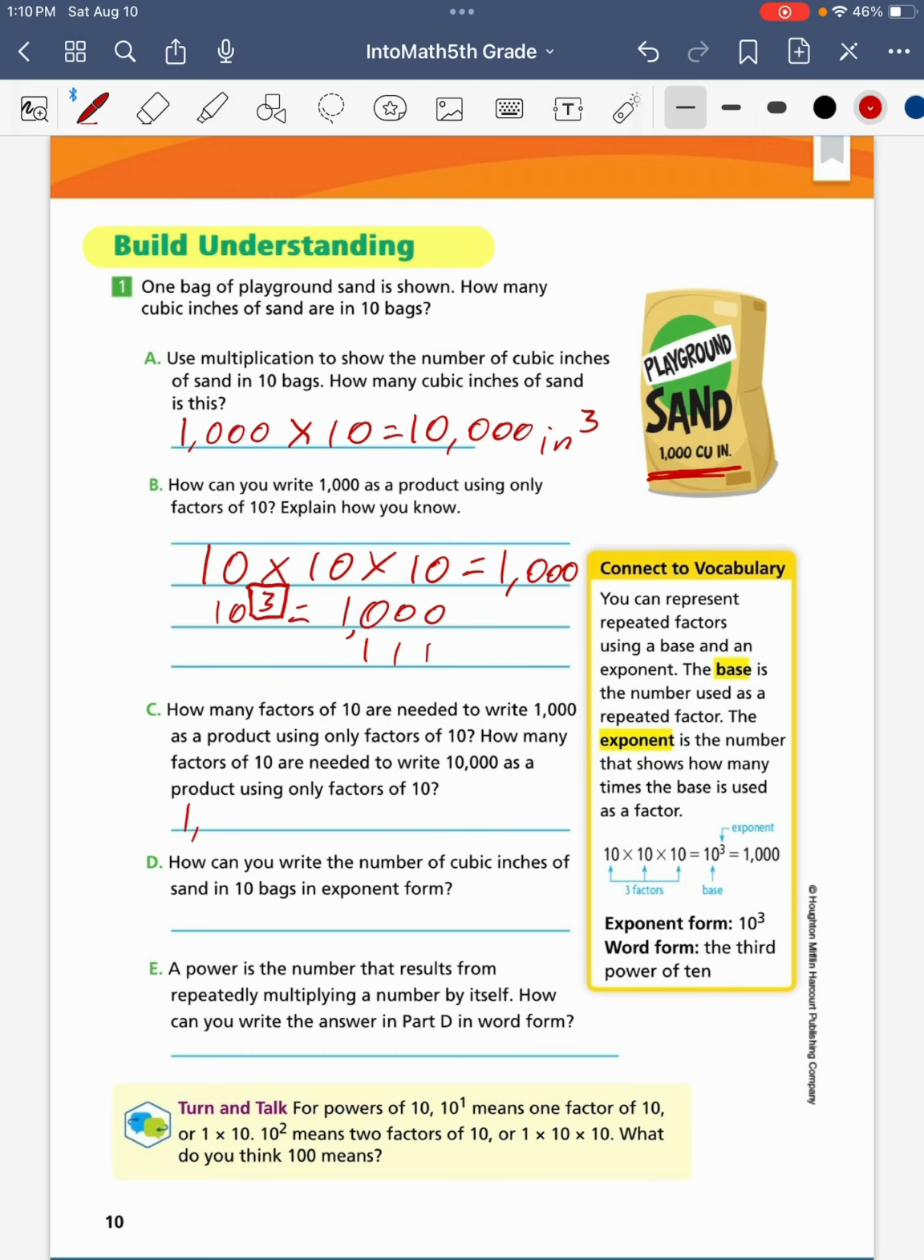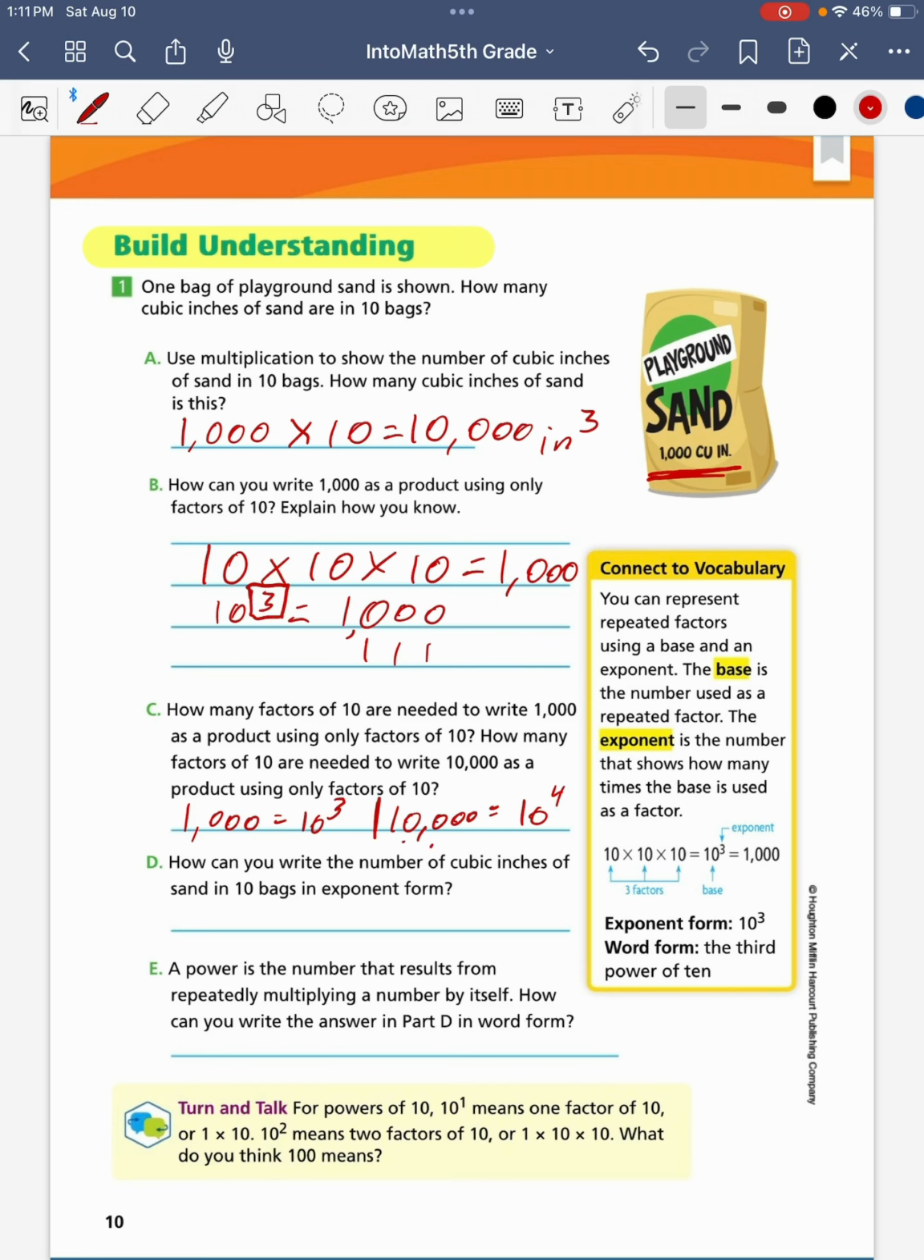To represent 1,000, we know that it is 10 times 10 times 10, as shown in problem B and the Connect for vocabulary. This can be written as base 10 with an exponent of 3. 10,000 is 10 to the fourth power.